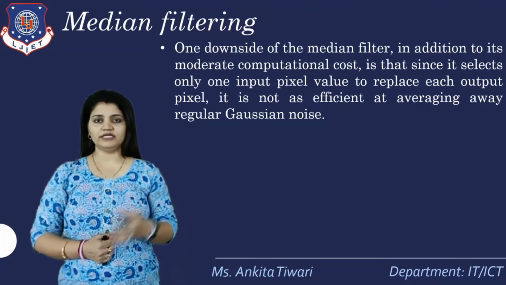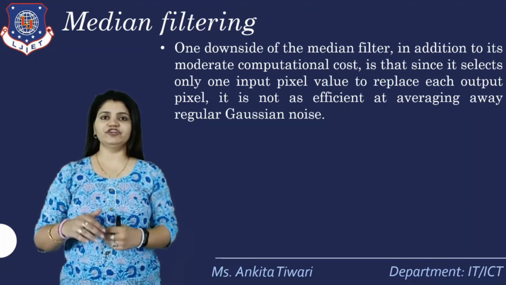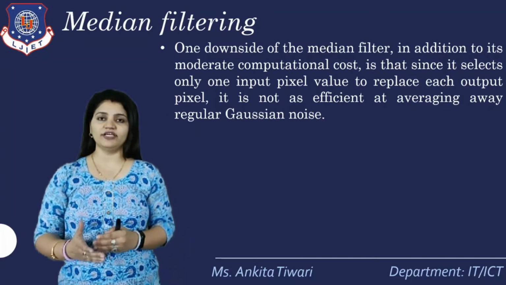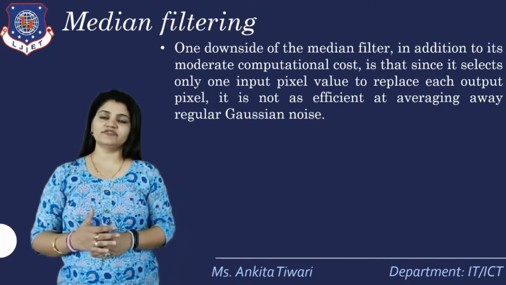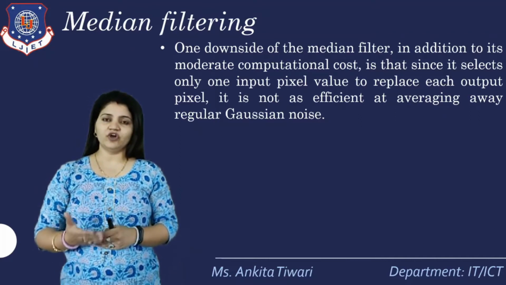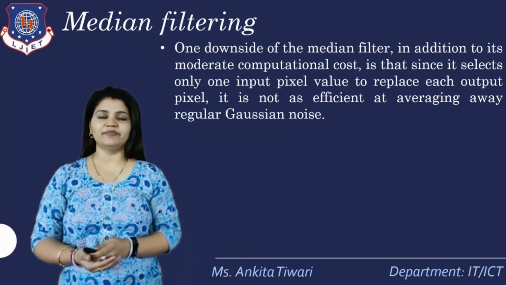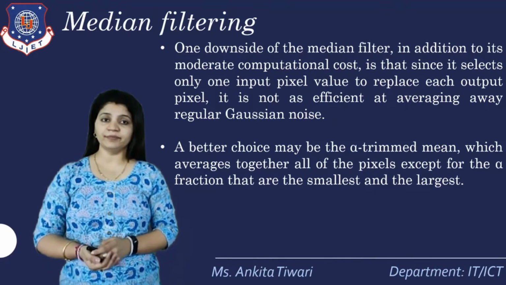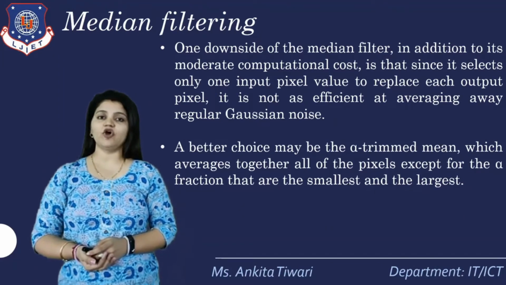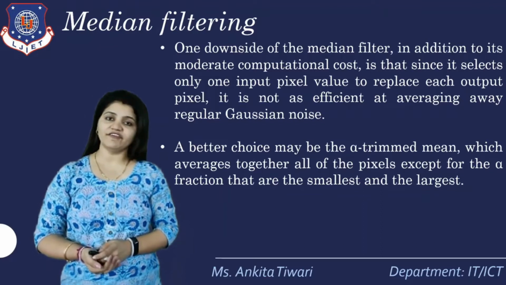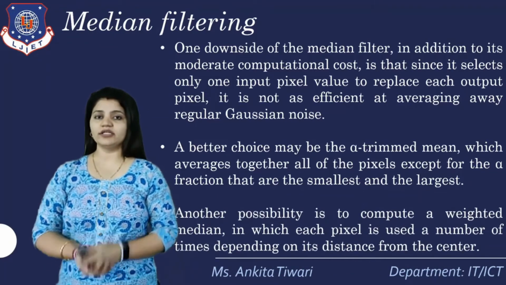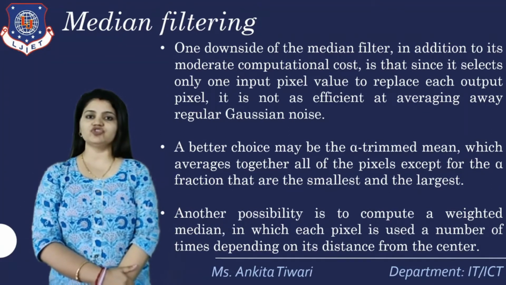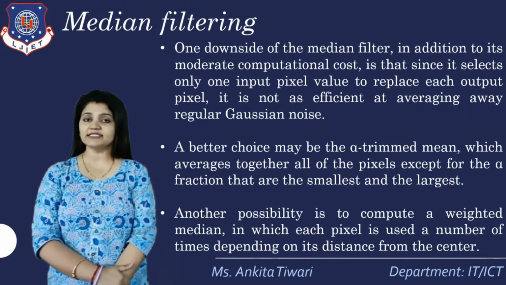Filtering means processing something already in the system; here we have taken the example of noise. With Gaussian noise, it is very difficult to remove that noise, so more filtering processes have been derived. A better choice may be the alpha-trimmed mean, which averages together all of the pixels except for the alpha fraction that are the smallest and the largest. Another possibility is to compute a weighted median, in which each pixel is used a number of times depending on its distance from the center.